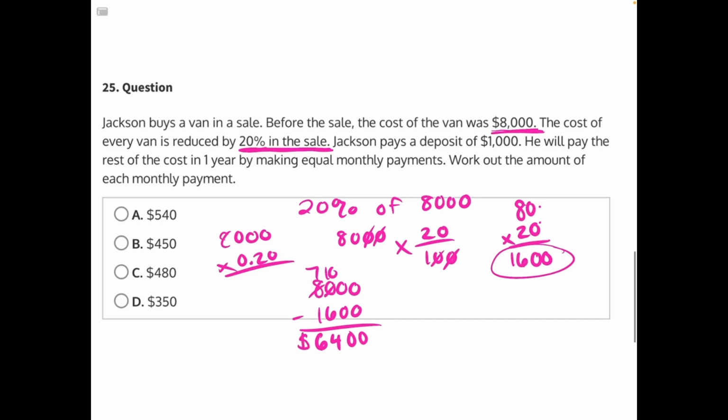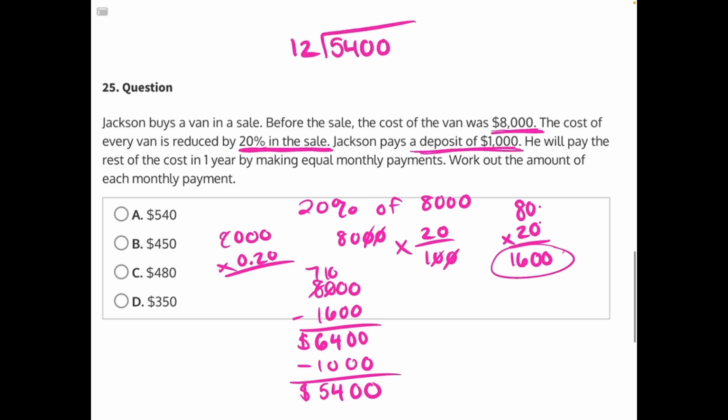What comes next is that Jackson pays a deposit of $1,000. So we can take another $1,000 off of that price from the deposit and be left with $5,400. $5,400 is the amount of money we are going to be making equal monthly payments on for the entire course of a year. Since there are 12 months in a year, we need to divide $5,400 evenly between 12 months.